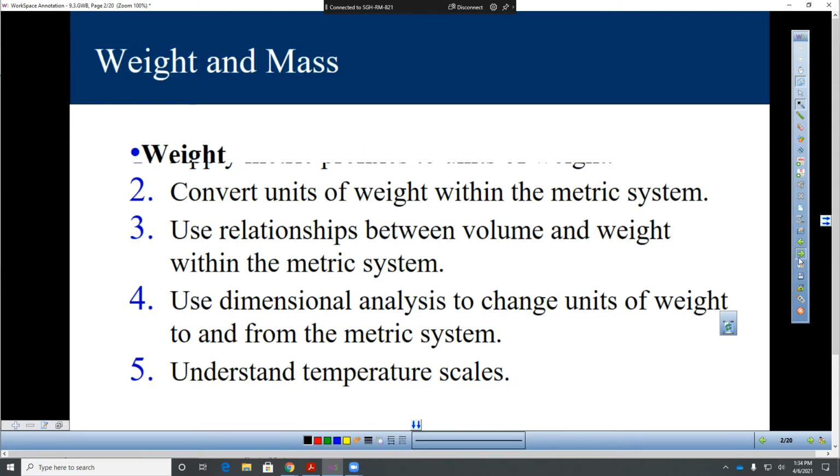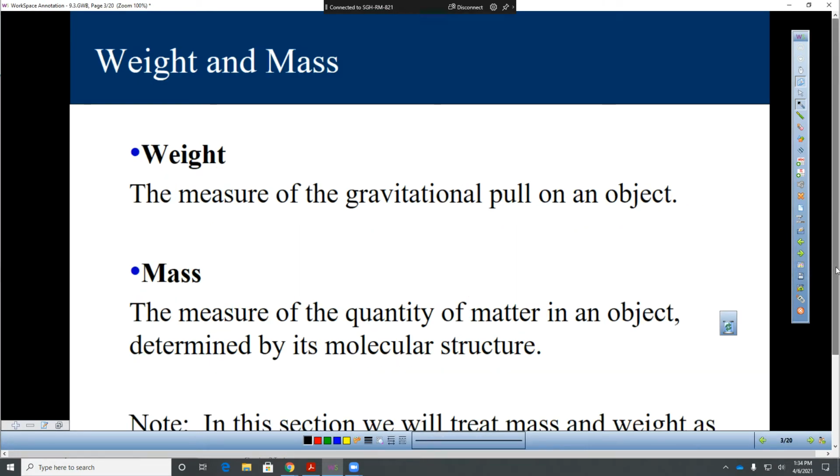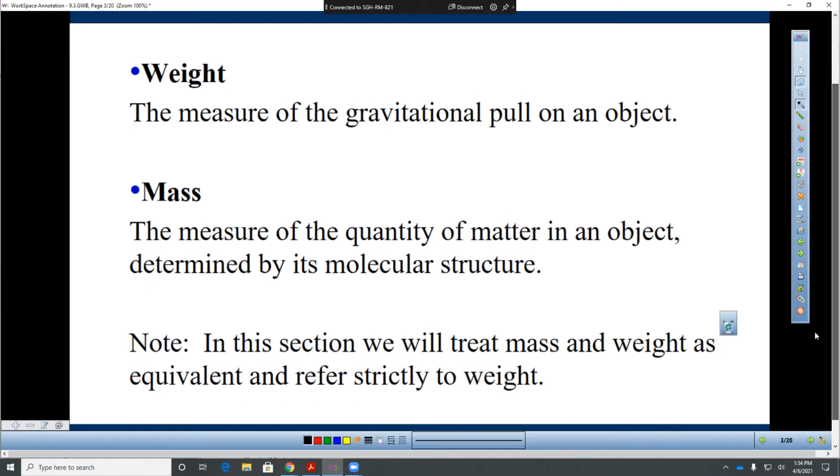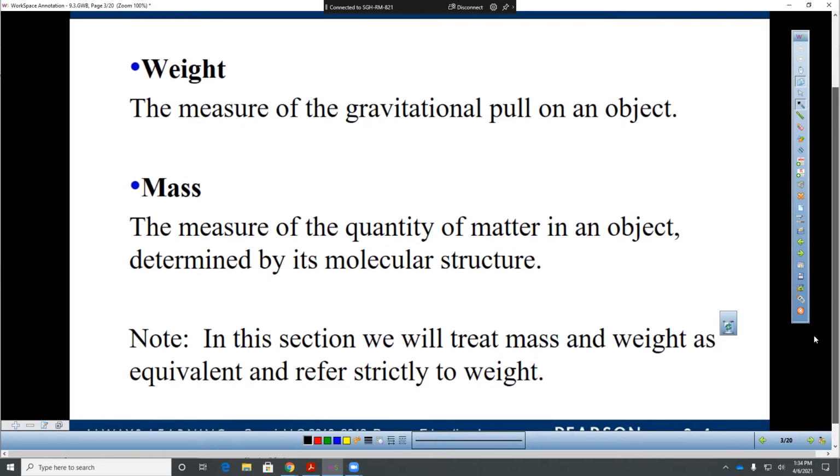All right. So we know what weight is. That's the measure of the gravitational pull on an object. Mass is the measure of quantity of matter in an object, right? 2 things weigh differently on Earth and the moon, but they have the same mass. If you went to the moon, your mass doesn't change. You're still made up of the same amount of matter, but you would weigh less.